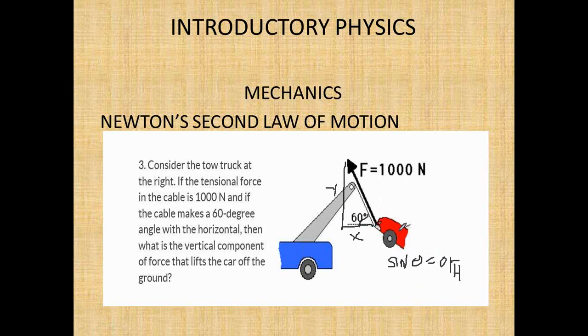If we want Y, which is the vertical component of the tension in the cable, the opposite side, which is Y, is equal to the hypotenuse times the sine of the angle.